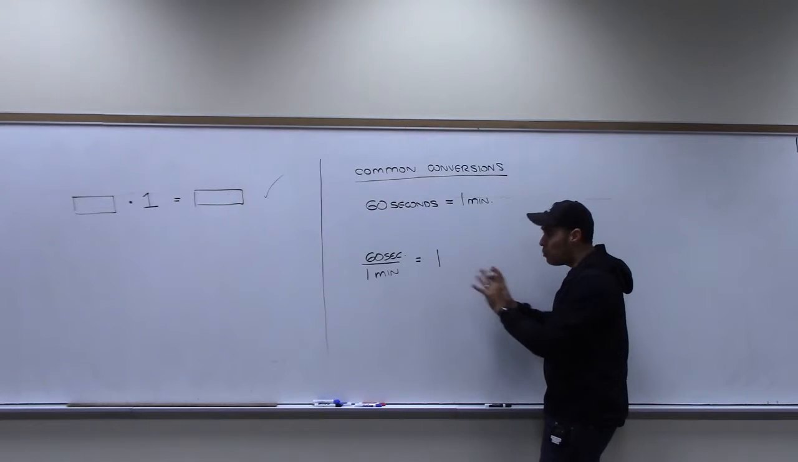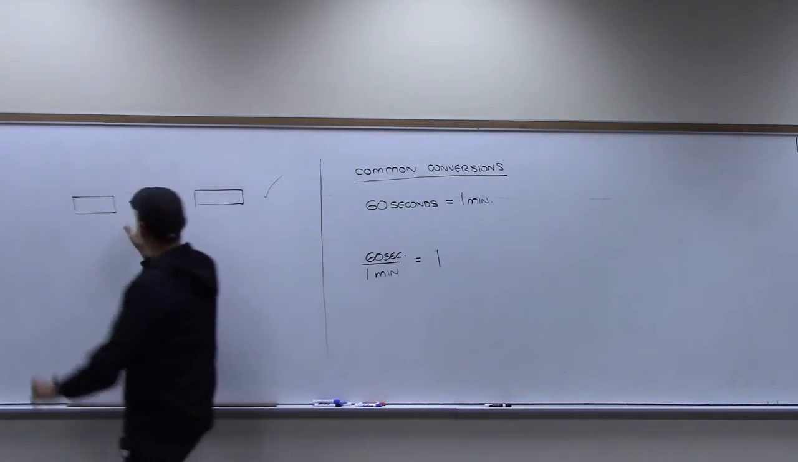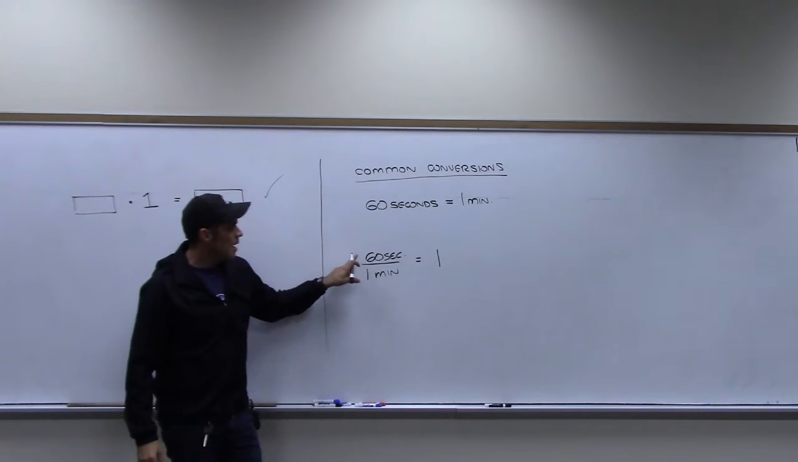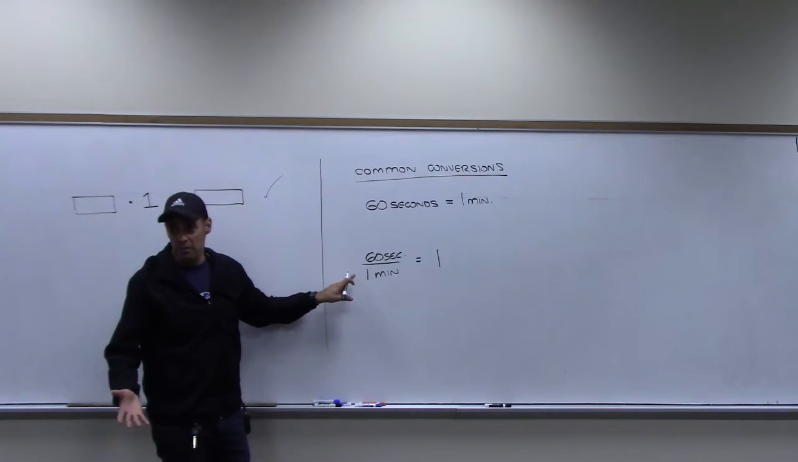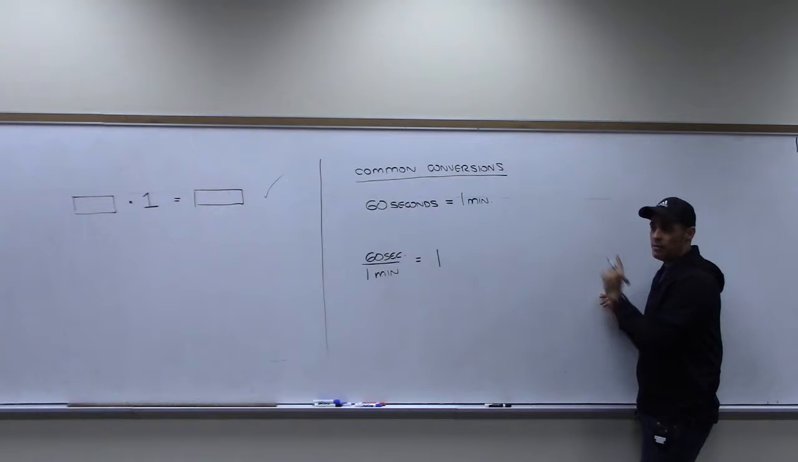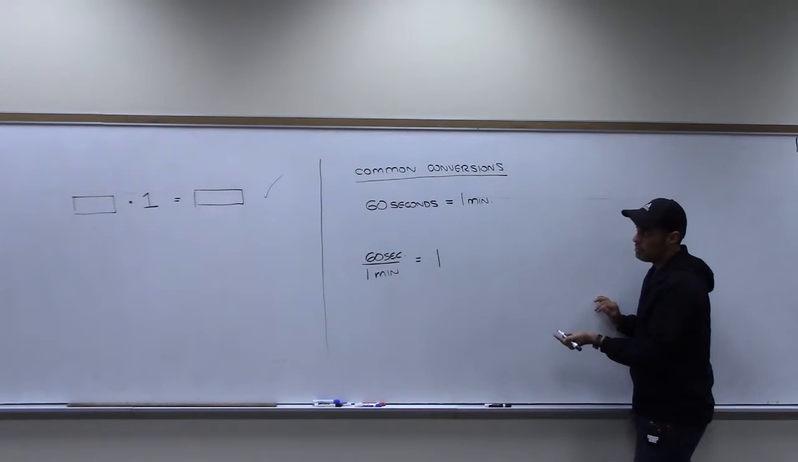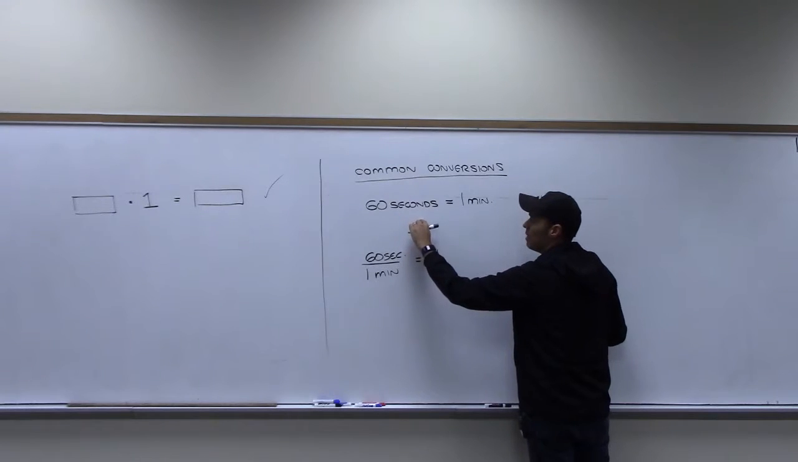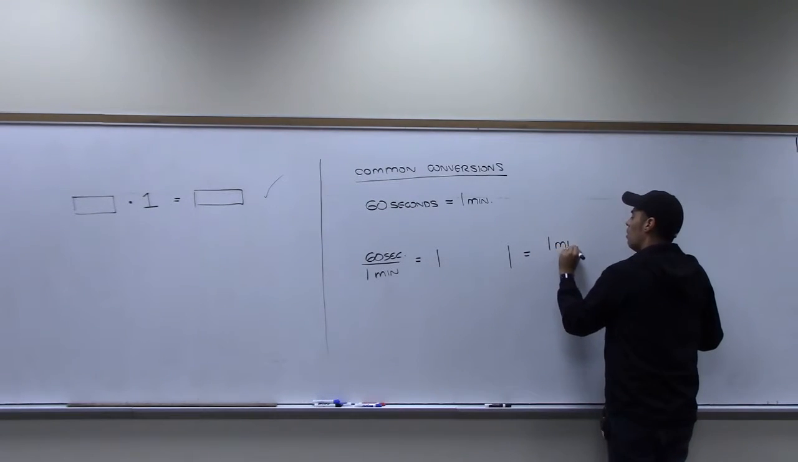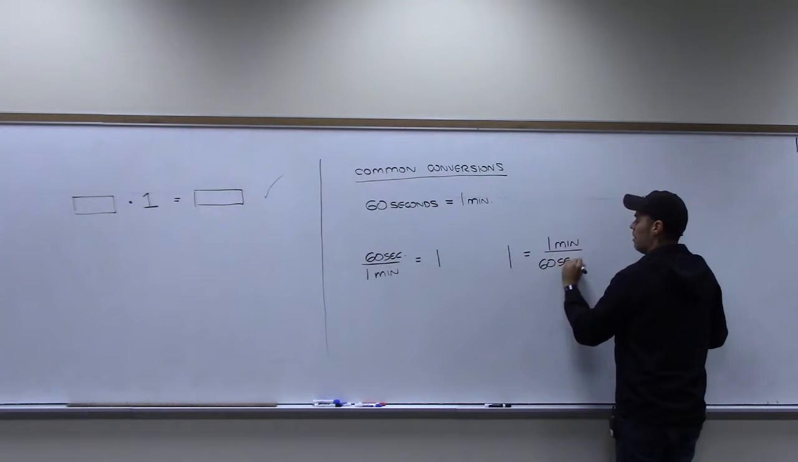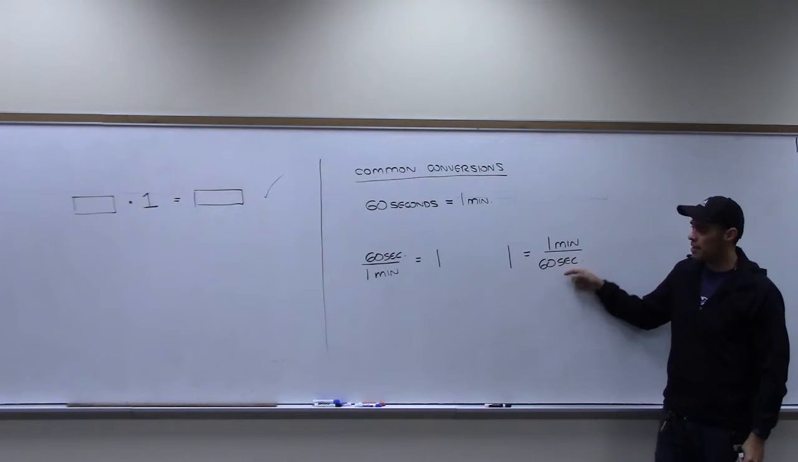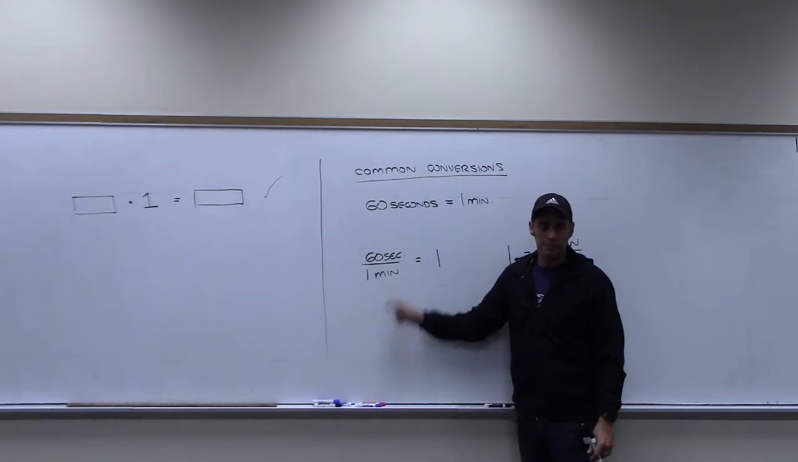Now the reason why this is important is because, remember, if we multiply anything by 1, it doesn't change what it is. We can rewrite the number 1 as this if we want to. Do you agree? The other way I could do it is instead of dividing both sides by 1 minute, I could divide both sides by 60 seconds. I would get 1 equals 1 minute over 60 seconds. So these are equivalent. 1 minute per 60 seconds is the same as 60 seconds per 1 minute. They're both equal to 1.